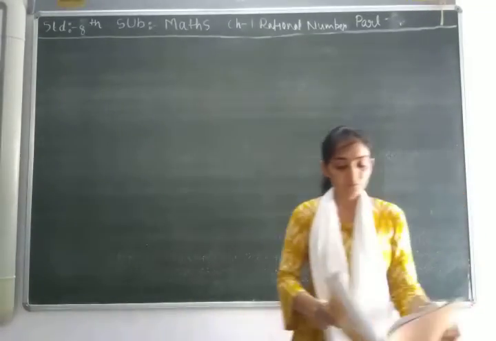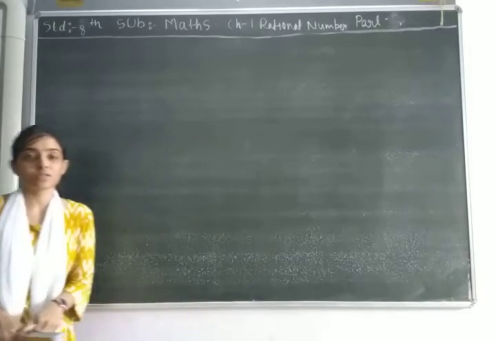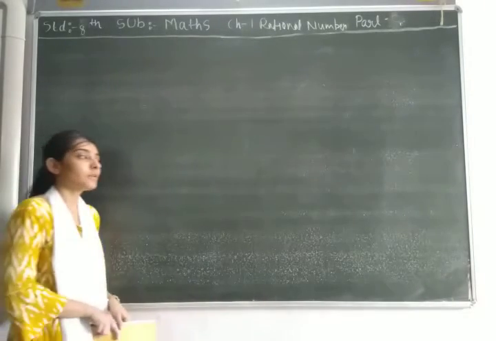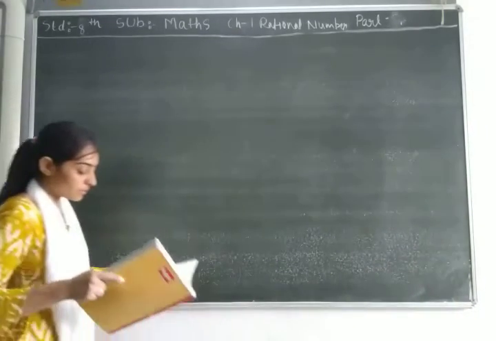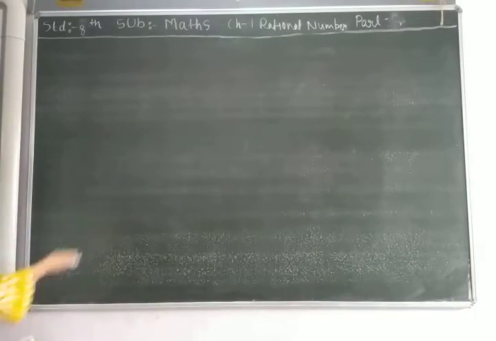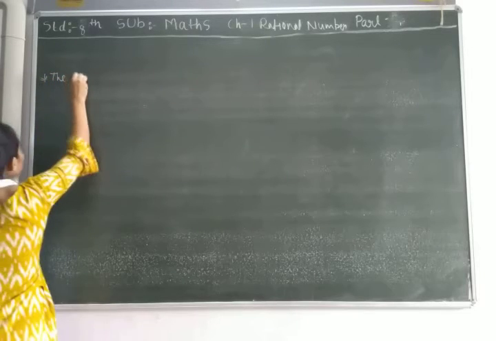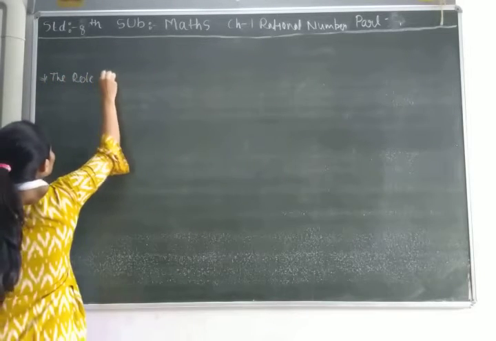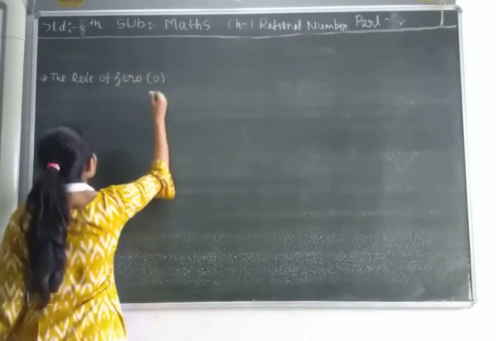Okay, in the previous video we have seen some properties of rational numbers such as closure, commutativity, and associativity. Now we are going to talk about the role of zero.